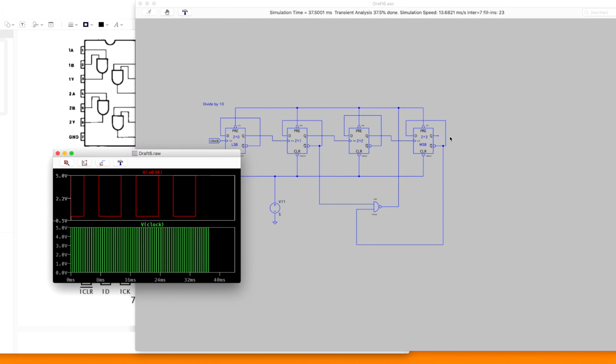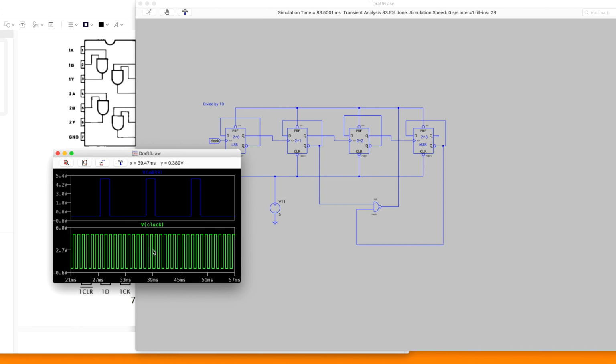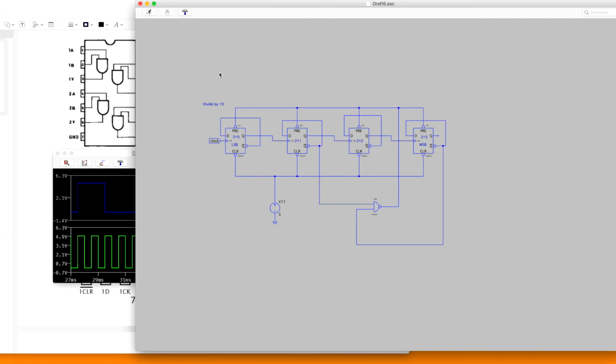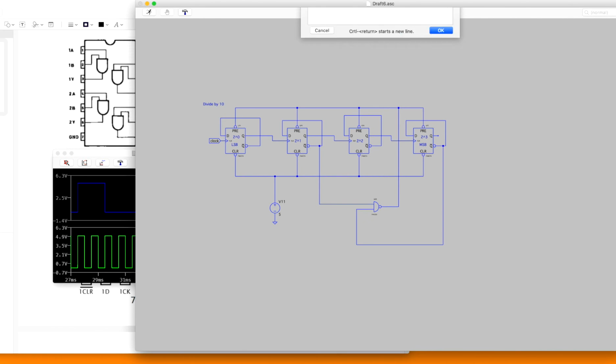All right, and our output is off our most significant bit again. And this should give us a divide by 10. You can pause it and count it if you want, but I am fairly certain it is a divide by 10.